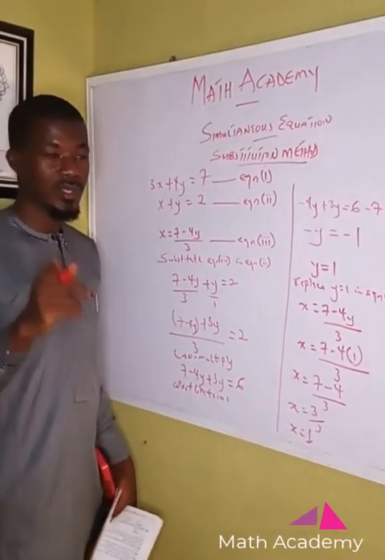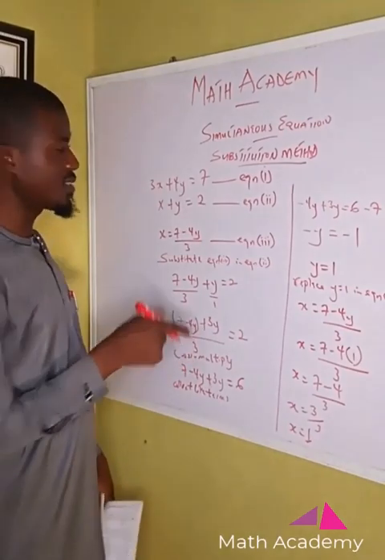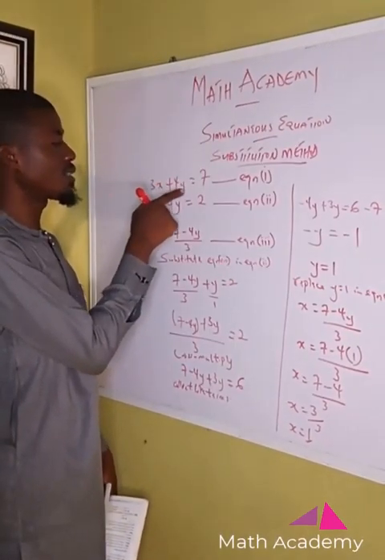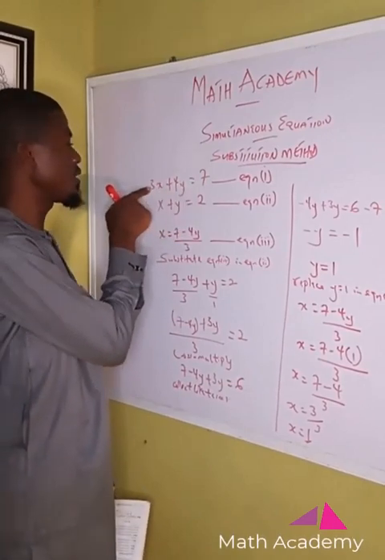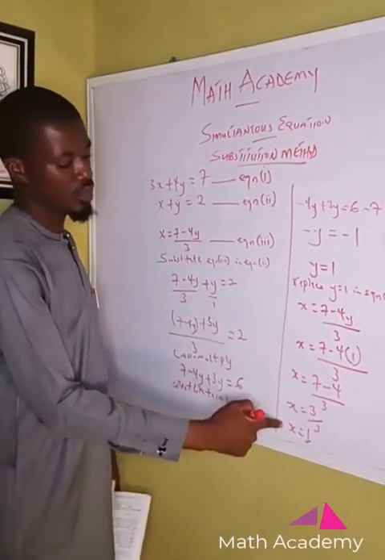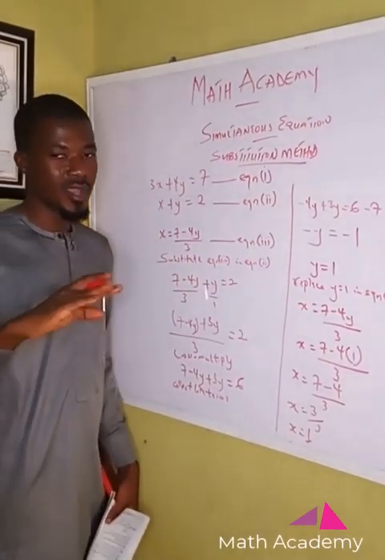y is equal to 1. x is equal to 1. For you to confirm your answer, replace those values here. 3 times 1 is still 3. 4 times 1 is still 4. So by the time you say 3 plus 4 gives you 7, which means your answer is correct. Just follow the 4 rules and you are good to go.